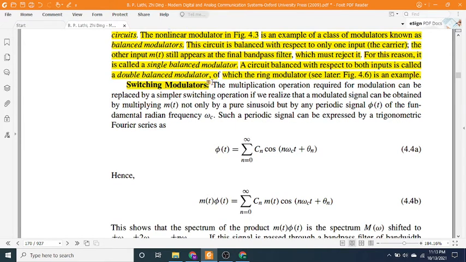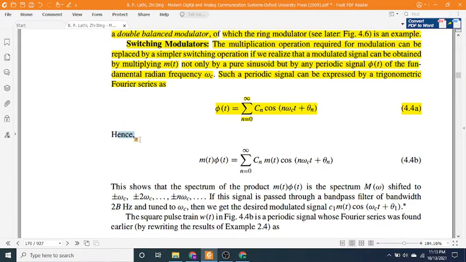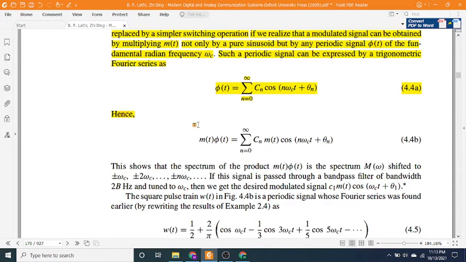Switching modulators. The multiplication operation required for modulation can be replaced by a simpler switching operation if we realize that a modulated signal can be obtained by multiplying m(t), not only by a pure sinusoid but by any periodic signal φ(t) of the fundamental radian frequency ωc. Such a periodic signal can be expressed by a trigonometric Fourier series as φ(t) = Σ Cn cos(nωc t + θn), n = 0 to ∞ (4.4a).